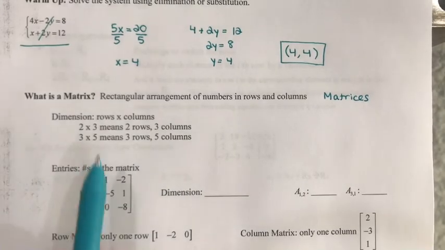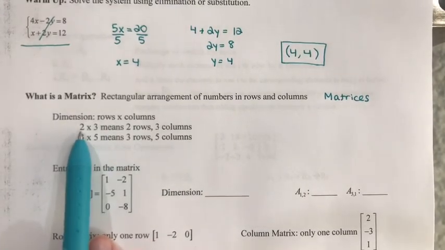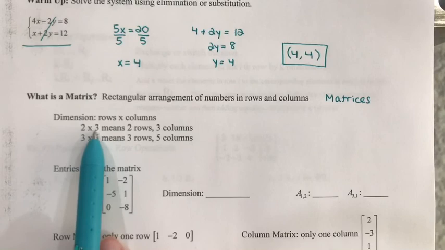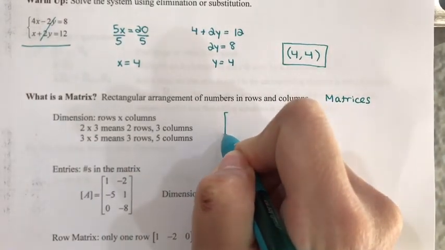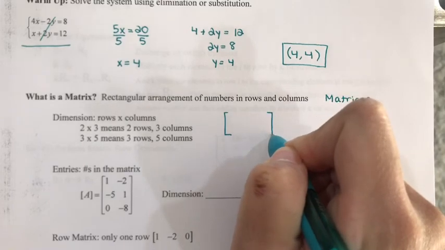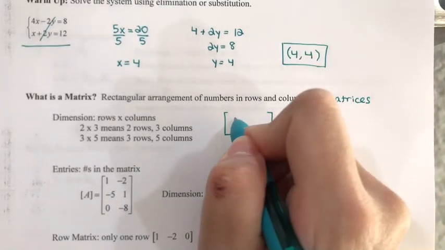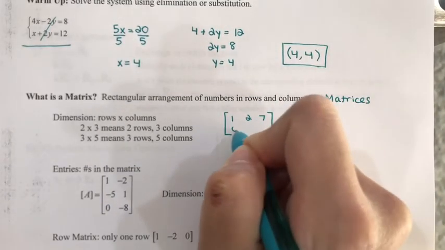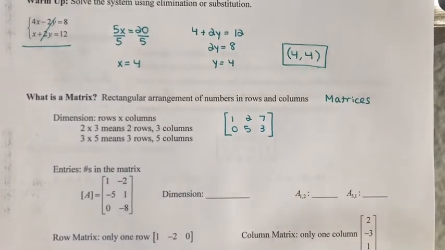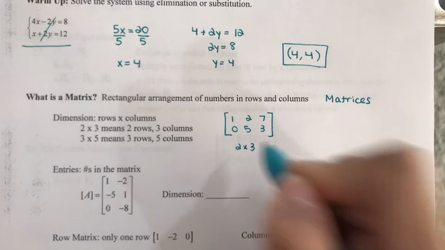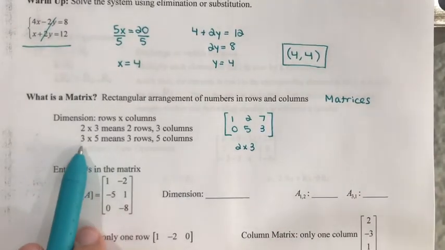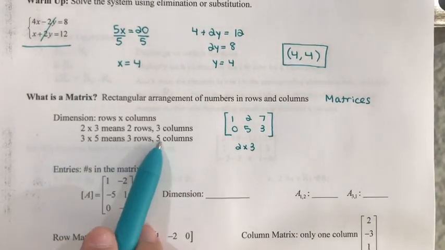Okay, so let's say we have a 2 by 3 matrix. That means 2 rows and 3 columns. So let's say we have something that looks like this, and I'm just going to throw some random numbers in there. 1, 2, 7, 0, 5, 3. Okay, so this would be considered a 2 by 3. Okay, 3 by 5 would have 3 rows, 5 columns.